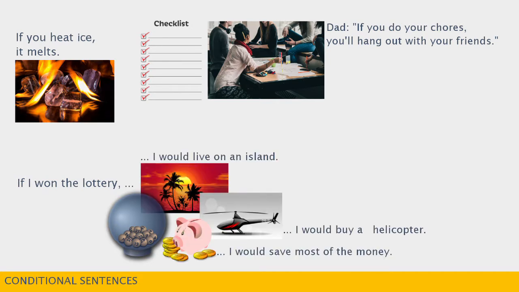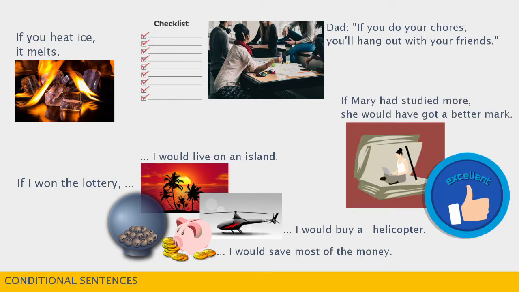If I won the lottery, I would live on an island, I would buy a helicopter, or for example, I would save most of the money. All of these are imaginary and unlikely things to happen. Last example, if Mary had studied more, she would have got a better mark. This is an unreal past, something we regret and we cannot change. All of these are called conditional sentences or if clauses.